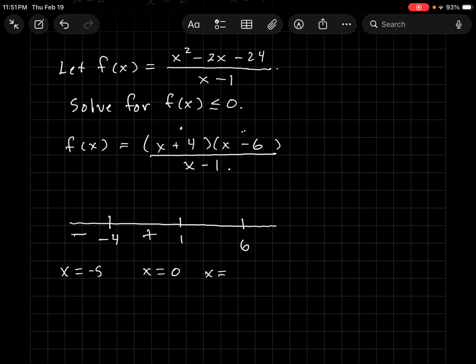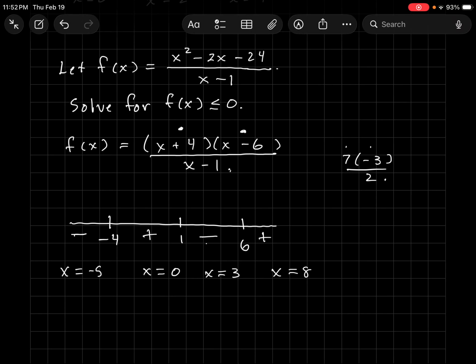Value between 1 and 6, I'll do x equals 3. I get positive, negative, positive. I'll not do that one because I'm doing it kind of quickly. So if I plug in x equals 3, I get 7 times -3 times 2. And what I really care about is positive, negative, positive, which gives me the negative right there. And then in any x value greater than 6, I'll do 8. I would get positive, positive, positive. And then I have positive.